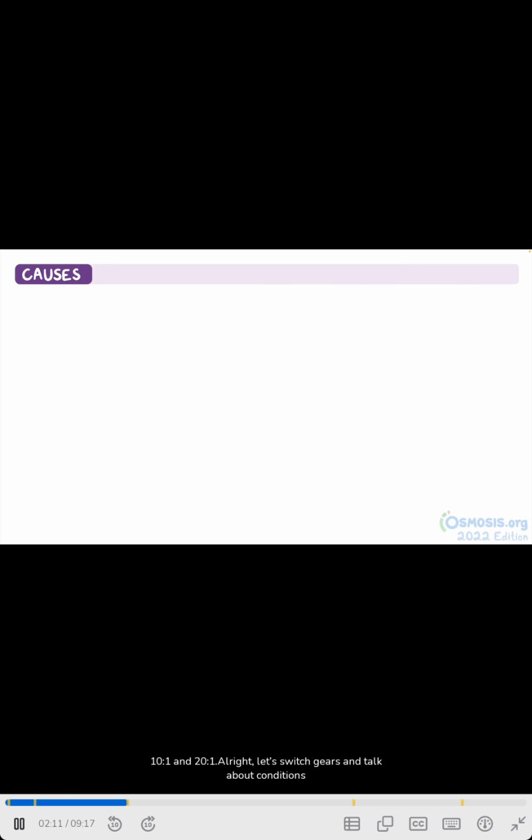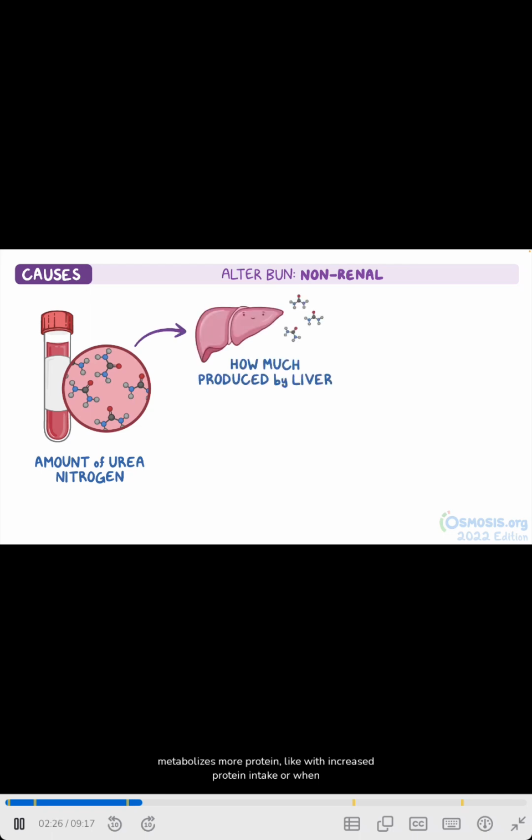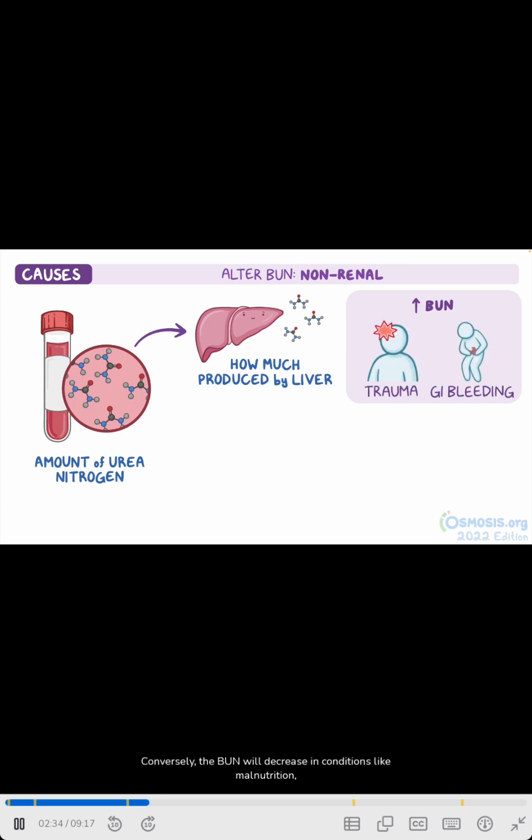Alright, let's switch gears and talk about conditions that can alter the client's BUN, which can be non-renal or renal. So, for non-renal conditions, the amount of urea nitrogen in the blood level is related to how much urea is produced by the liver. It will rise when the liver metabolizes more protein, like with increased protein intake or when there's tissue breakdown, like with trauma or gastrointestinal bleeding.